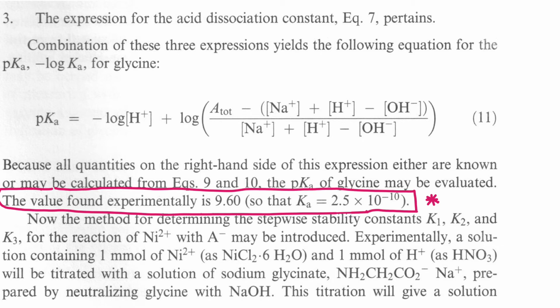Now you don't have to do this experiment. The Ka value is given to you, and the pKa value of glycine is 9.6.